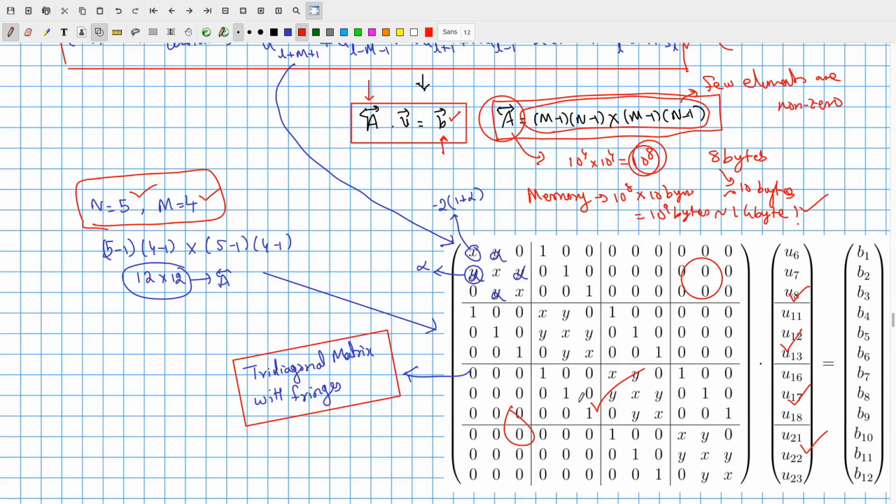And in the next lecture, which will be a very short lecture, we will see how we solve an initial value problem using these finite difference methods. Thank you.